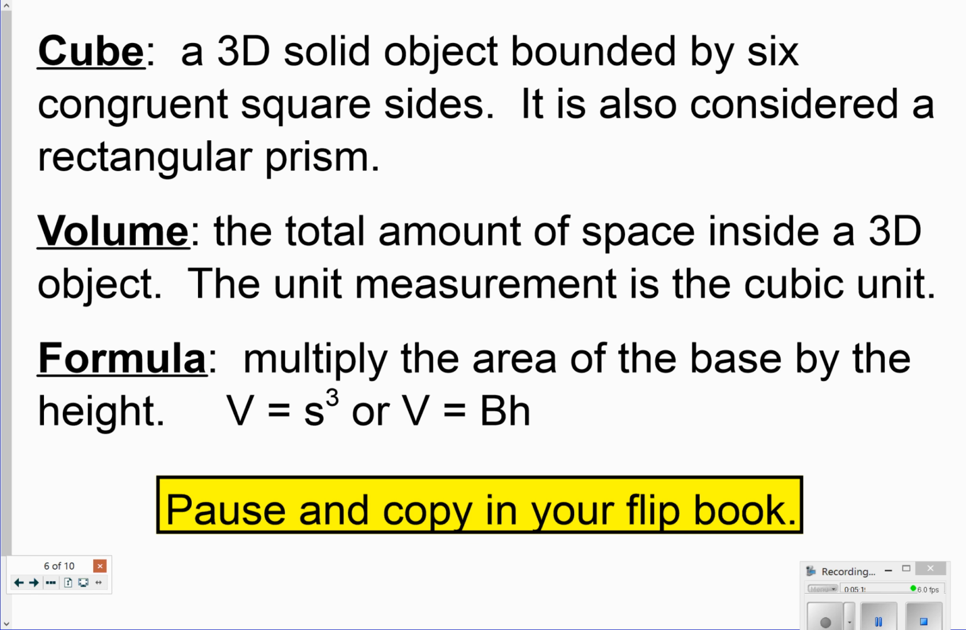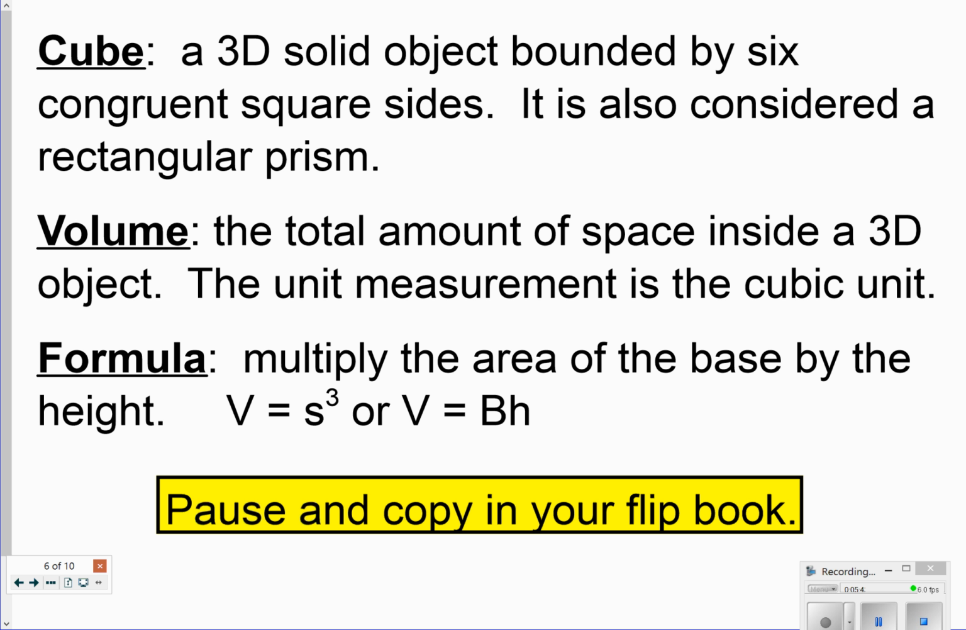All right, so let's say we wanted to look at a cube. Now, a cube is also a 3D shape, and it's bounded by 6 congruent square sides. It's also considered a rectangular prism. Again, the volume is the total amount of space that is inside the 3D shape. And this measurement, like all volume measurements, is a cubic unit.